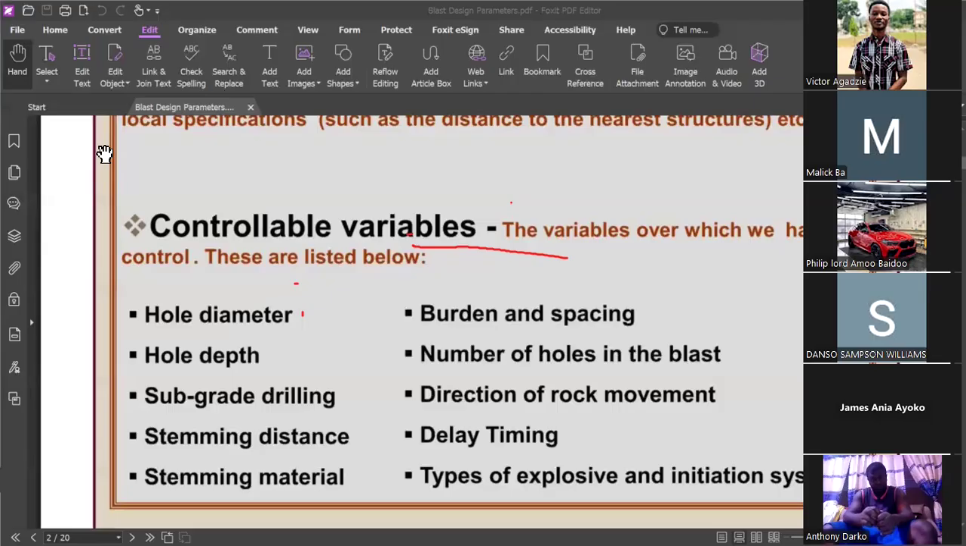We have subgrade drilling. Subgrade simply means sub-drill. I will talk more about it. That one too, you can control the depth of sub-drill that you want. Stemming, you can control. So all those parameters here, we can control them. And I know from the previous courses, you are already familiar with the terminologies. I hope you are familiar with them already.